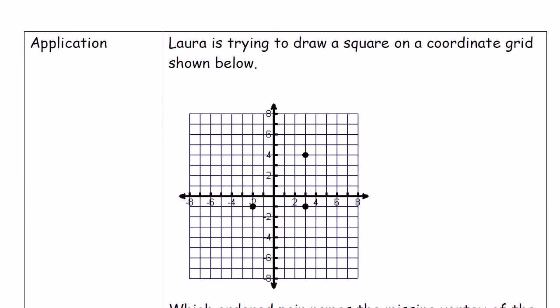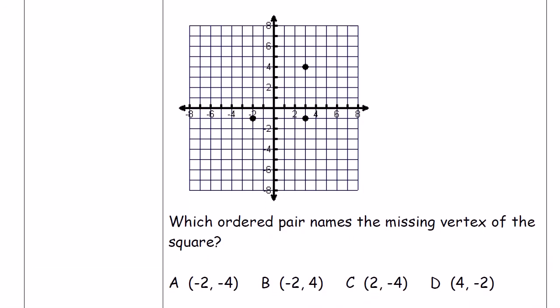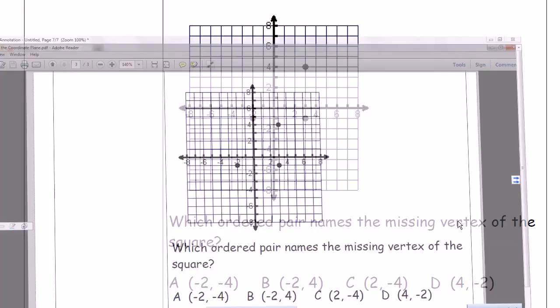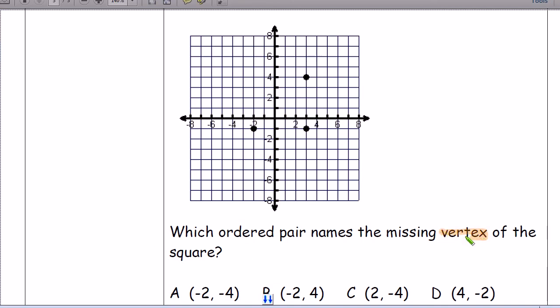Okay, now here's an application problem. Laura is trying to draw a square on a coordinate grid shown below. And there's the coordinate grid. Which ordered pair names the missing vertex of the square? So here you have to know what this vertex word means. Vertex means corner, right? So we're looking for the corner.